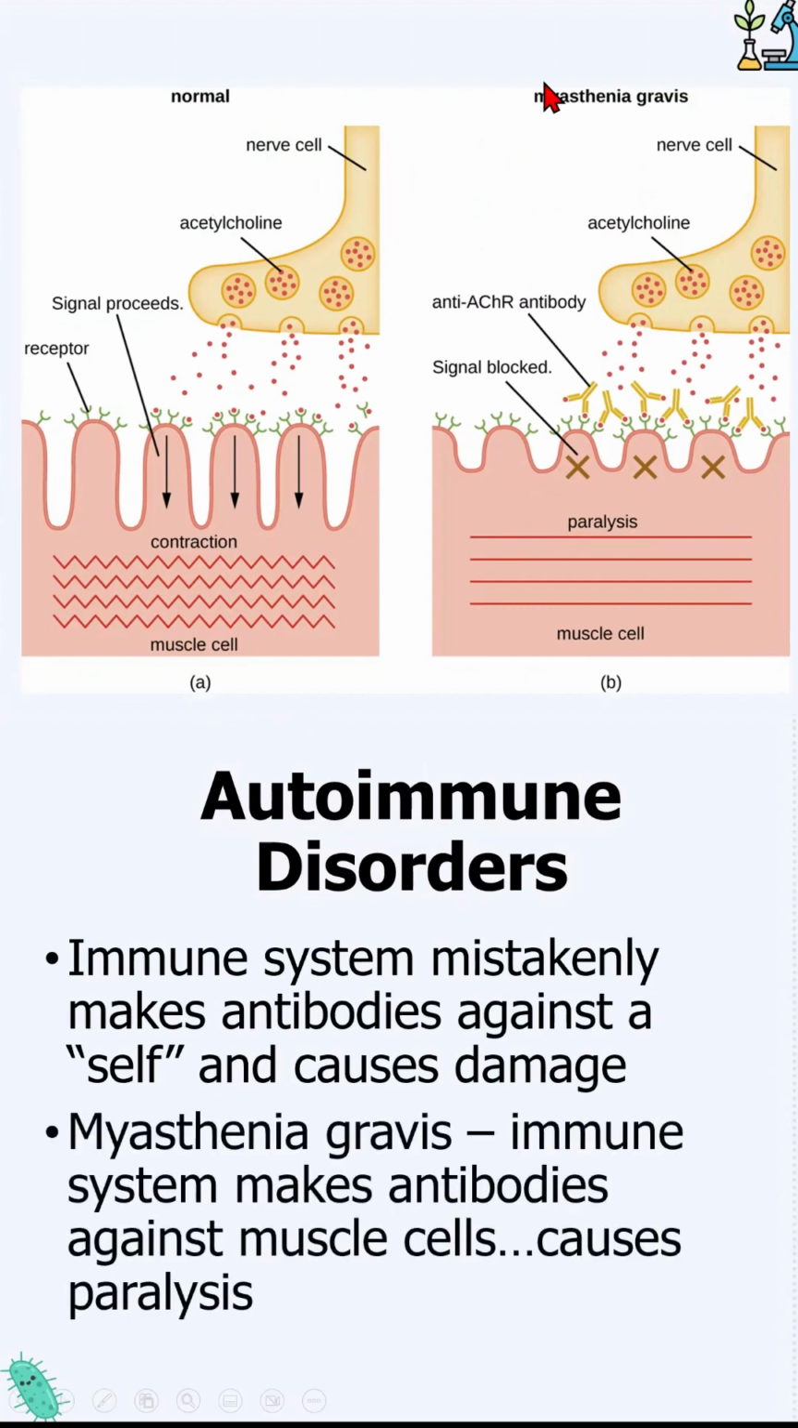Here's an example of a type of autoimmune disease where your immune system is producing antibodies against your muscle cells, and basically it's going to target and damage the muscle cells and block them from contracting. As you can see here, when your muscle cells contract, they need to bind to the acetylcholine neurotransmitter, but the antibody is blocking it, so your muscle cell does not contract, and we go into paralysis. This is just one example of an autoimmune disorder. There are dozens and dozens of different types.